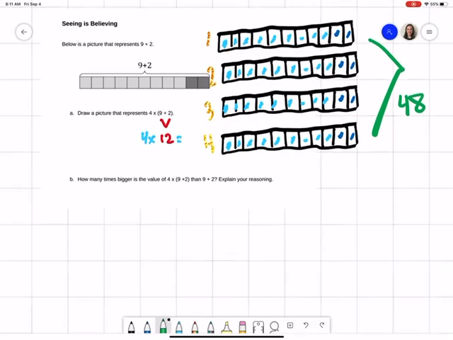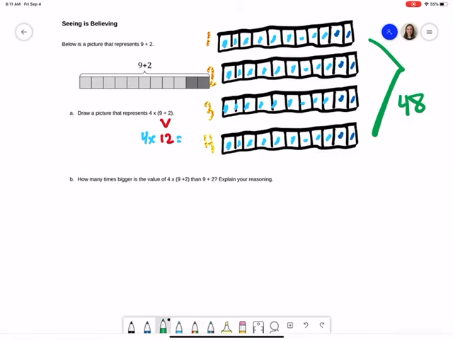Okay, so then part B says, how many times bigger is the value of 4 times (9 plus 2) than if we just had 9 plus 2? Explain your reasoning. Okay, so first let's underline what we're looking for. We're looking for how many times bigger is the value. So, what do you think? How do you know how many times bigger it is? Pause this and try to explain your reasoning.